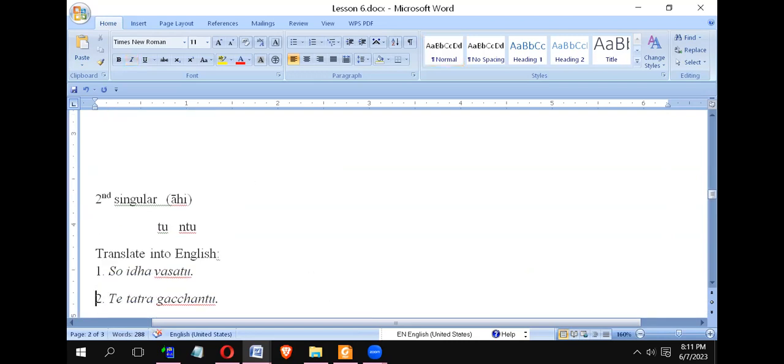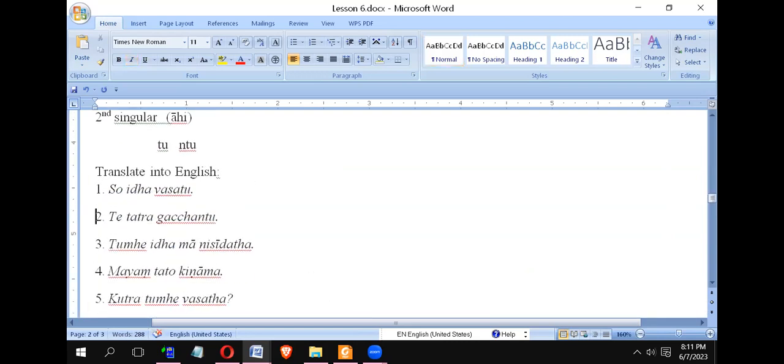Okay, so we go for question number 1. Ida was satu. So anybody want to try? Not the certificate students because they already wrote the homework. Anybody, easy students? Anybody want to try to translate by yourself? How do you think that you should translate it? Any volunteer?